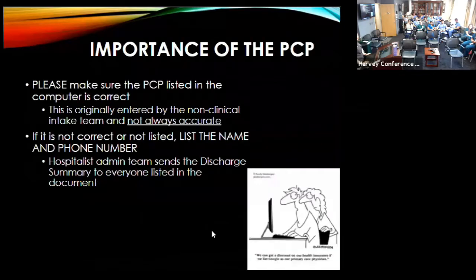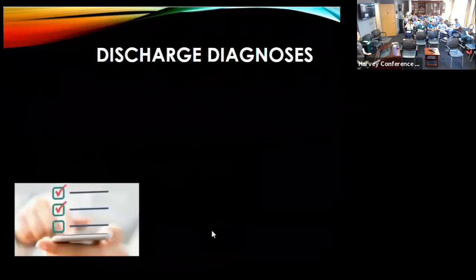And if for whatever reason it's not accurate and you haven't updated the order, just list the name and phone number, and my office will be able to figure out how to get it there. Okay. Yes, please. It doesn't matter where in the document we put the name and phone number? It doesn't matter where. Up top is where the PCP is generally listed, but if it's at the bottom in like instructions, that's fine too.